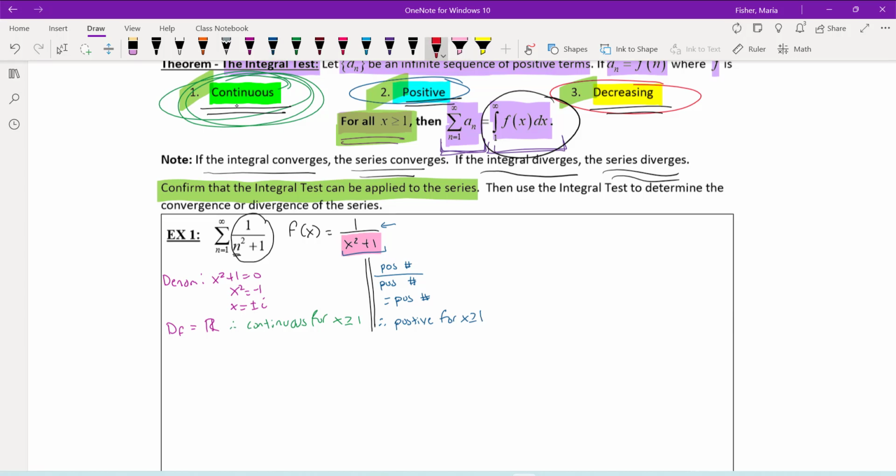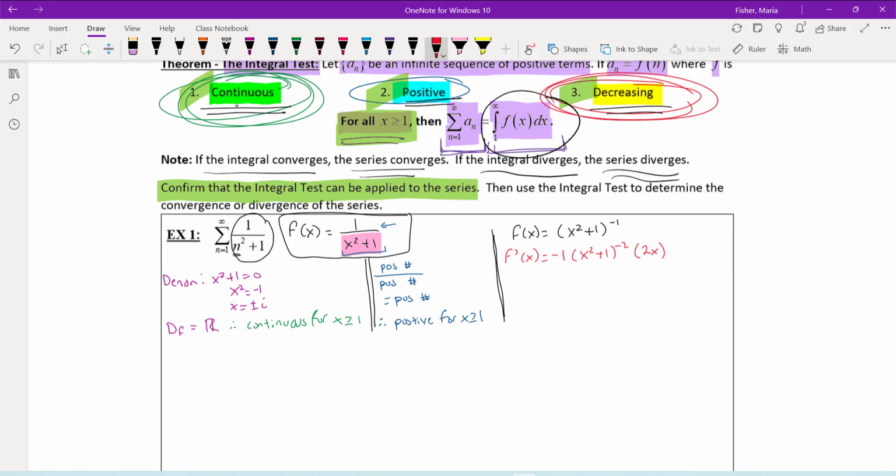The last thing that you need to show is that you're decreasing. Well, how do I show that I'm decreasing? An easy way to show that is to find the derivative of the function. So I'm going to rewrite f of x with a negative exponent. If I write this as f of x equals x squared plus 1 to the negative first, bringing it out of the denominator and moving it up, and take the derivative, I get f prime of x equals, using the chain rule, negative 1 times x squared plus 1 raised to the negative second, times the derivative of the inside, which is 2x.